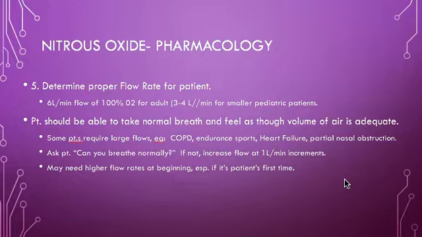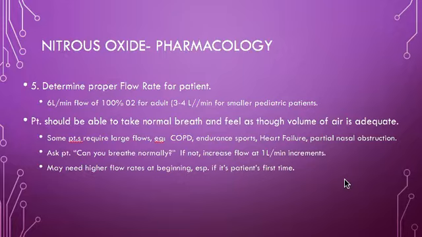Now, some patients will require larger flows, such as COPD, endurance sports, heart failure, partial nasal obstruction. So really for COPDs, let's just take them out of the equation and say that we're not going to use this routinely on COPD patients. But for other patients that have maybe some partial nasal obstructions or have a really hard time breathing, you'll want to make sure that they are having adequate airflow. So you may need to increase the flow of air from 3 liters to 6 liters, or maybe a little bit higher.